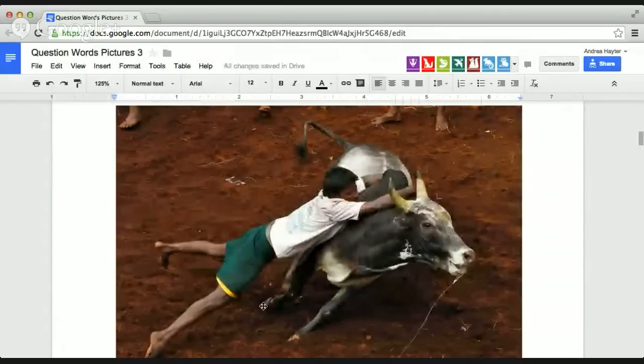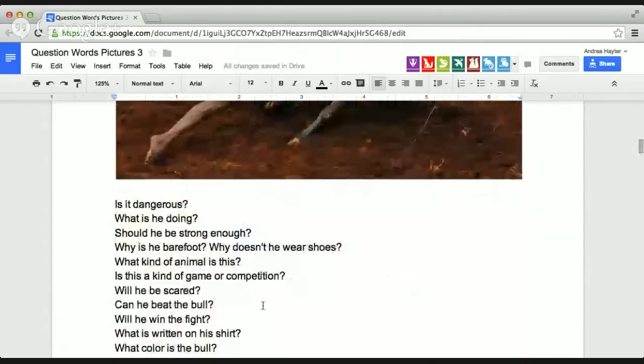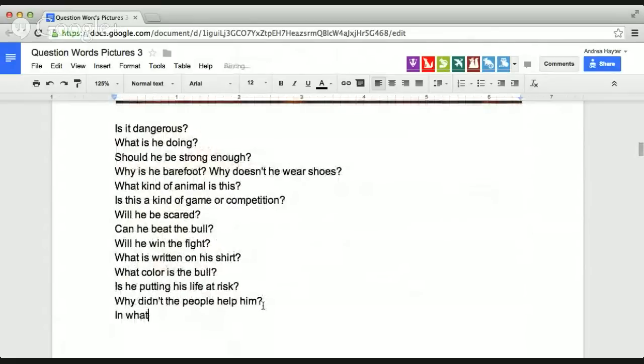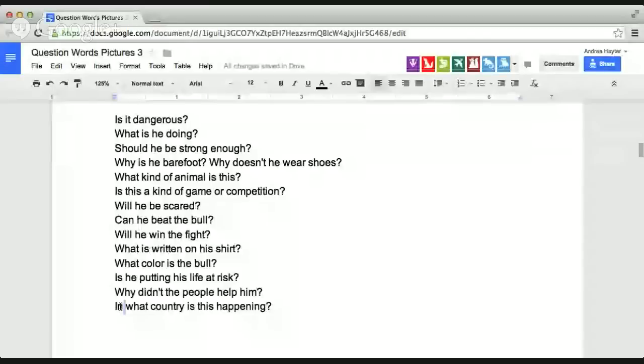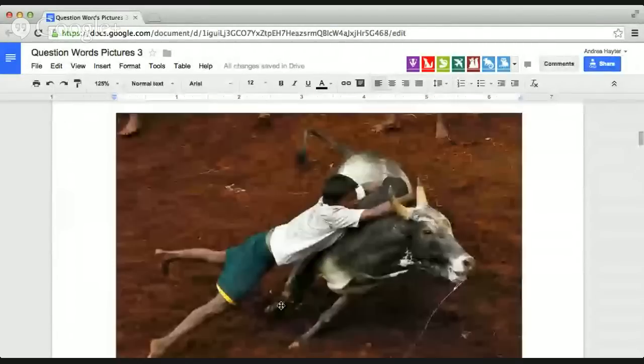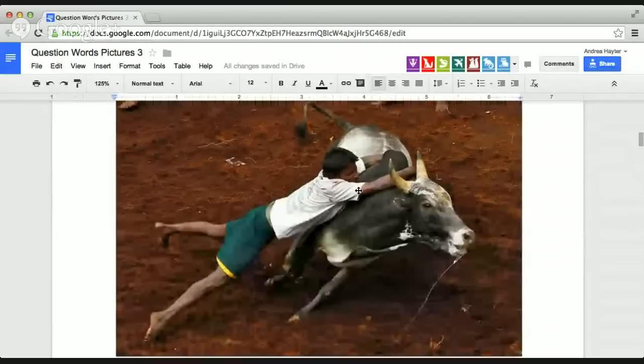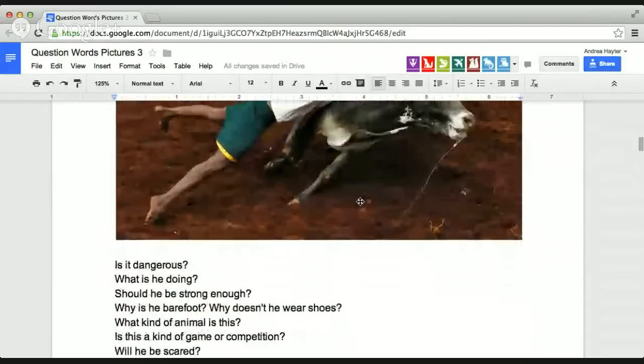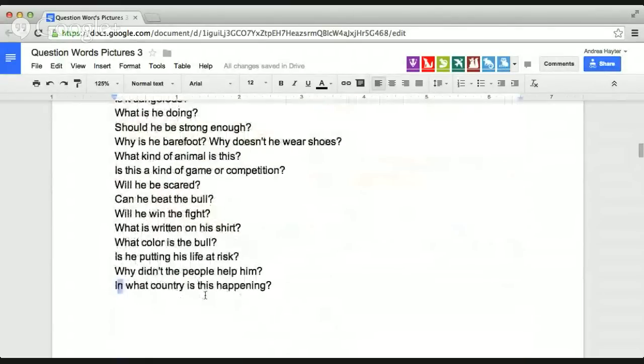In what country this is happening? Okay. In what country? I would say, in what country is this happening? Yeah, so you can also add in before. Like, this is happening in probably Spain, or I think it's India in this one. This is happening in India. In what country is this happening? You can say that. Yes.